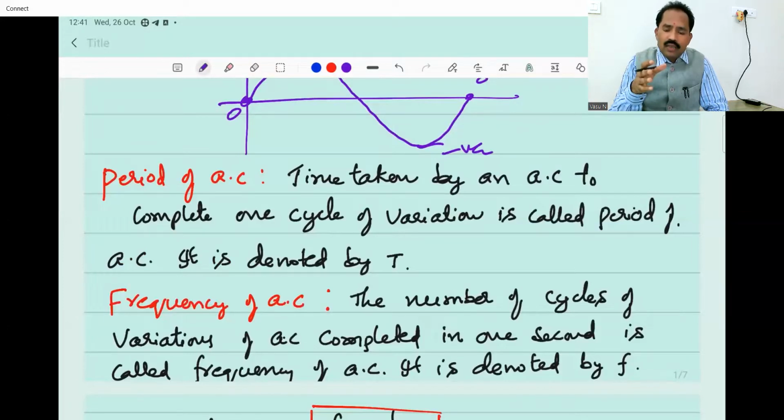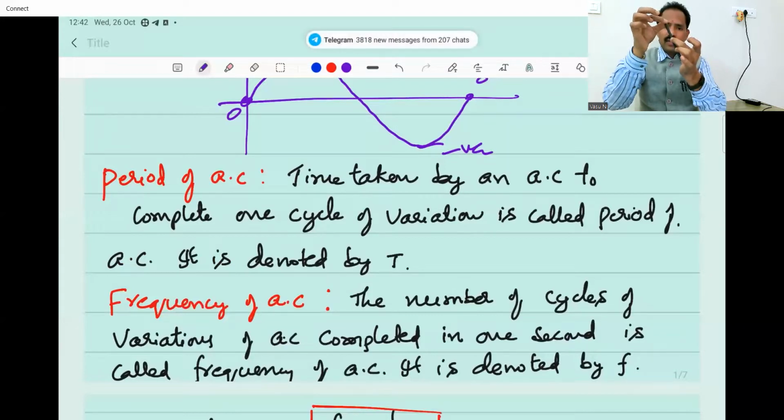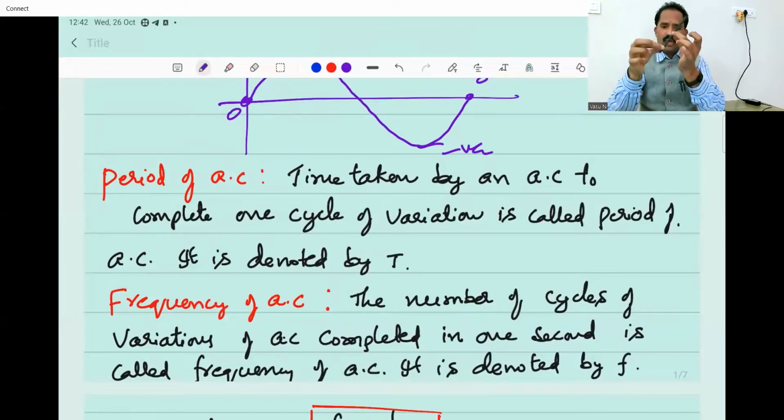In the derivation for instantaneous EMF, you see the coil is rotated. Consider the time taken for one complete rotation. Suppose it starts from here. It rotates like this, and again like this, and comes back here. This is called one complete rotation. The time taken by the coil to go once round for one rotation is called period of AC, or the time taken by an AC to complete one cycle of variation is called period of AC.